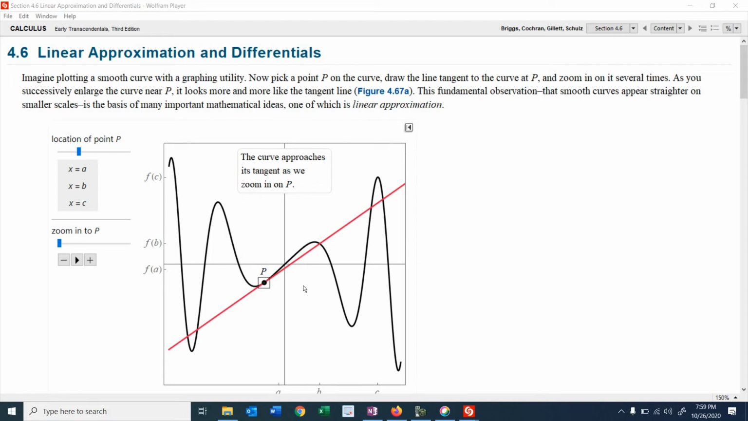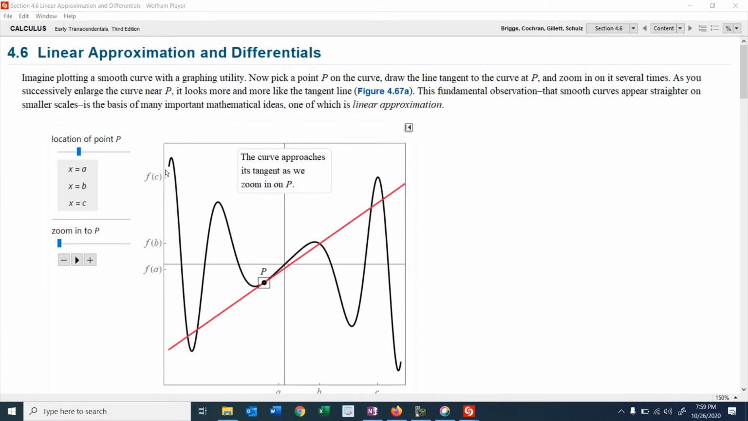Hello again. In this video, we're going to begin talking about the material from section 4.6, which is about linear approximation and differentials. So let's talk about linear approximation first. So here's the idea behind linear approximation. It's always easier to work with linear functions than it is to work with nonlinear functions.